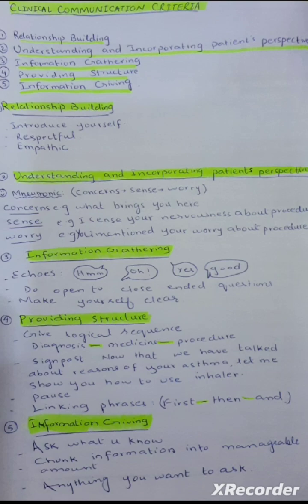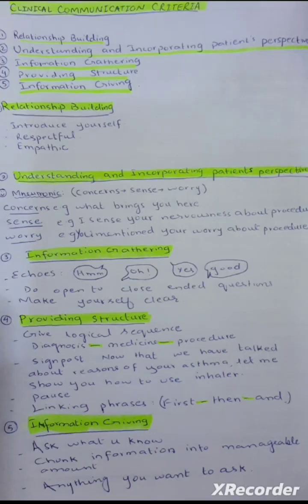Coming to understanding and incorporating the patient's perspective, you may remember this by the mnemonic concern, sense, the worry. First, you may attract their concerns. For example, what brings you here today? You may ask, and then you must sense something that you might be sensing, the nervousness, sadness in your patient. You may say, I sense your nervousness about the procedure. Or if you are discussing something, you can also judge the worry. For example, you may say, you just mentioned your worry about the procedure we are discussing so far.